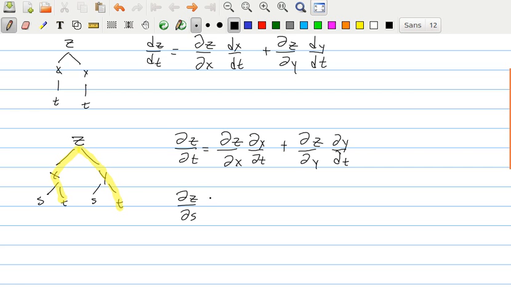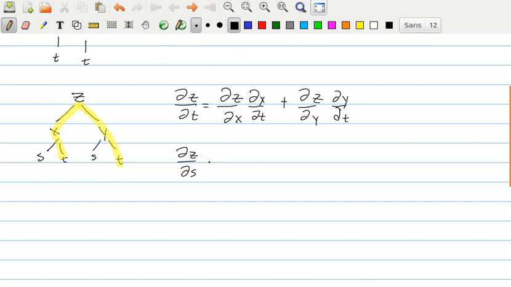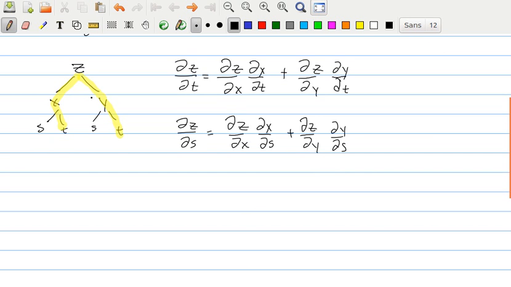And the partial of z with respect to s works the same way. We expand along the first branch that goes to s. So this will be the partial of z with respect to x, partial of x with respect to s, plus the branch that goes through y. And this is partial of z with respect to y times partial of y with respect to s. So that's the chain rule for multi-layered functions of more than one variable.